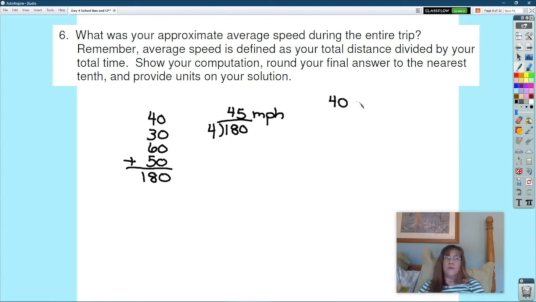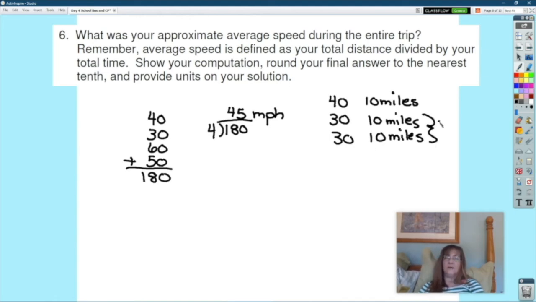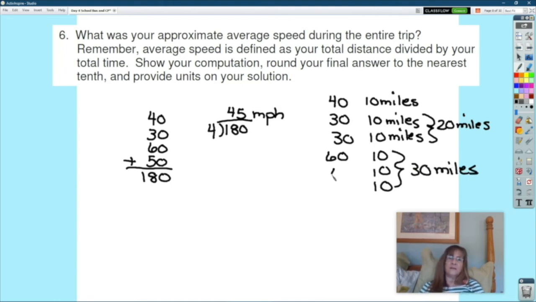We went 40 miles an hour for 10 miles. And then we went 30 miles an hour for 20 miles. So for 10 miles and another 10 miles for a total of 20 miles. Then we went 60 miles per hour for 30 miles. So that's 10 miles, 10 miles, and 10 miles for a total of 30 miles. We have to break this up evenly. So this is a nice little trick for doing this. This goes back to something you learned in 6th grade by breaking it up and looking at it.